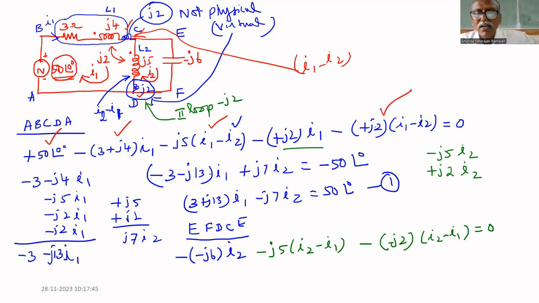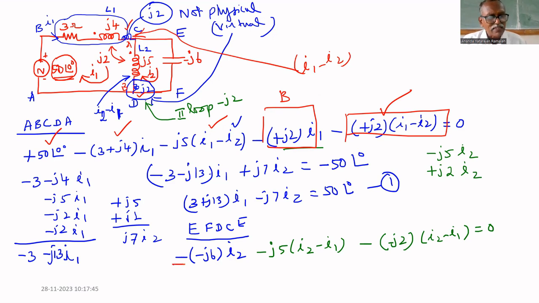That's why this is for mutual A. Let us assume that this mutual inductance is B. This is for B. Now, in the same way, come to the second loop. Minus, because we are traveling along the current direction, minus J6 multiplied by I2. Then first write for this minus J5 multiplied by I2 minus I1.